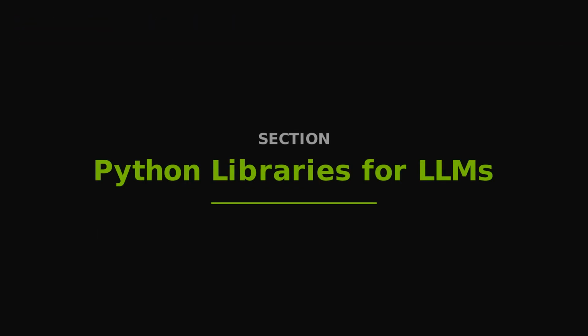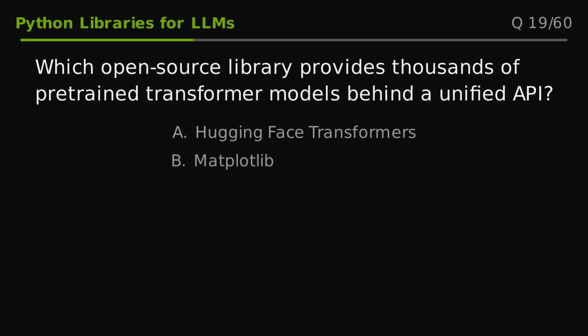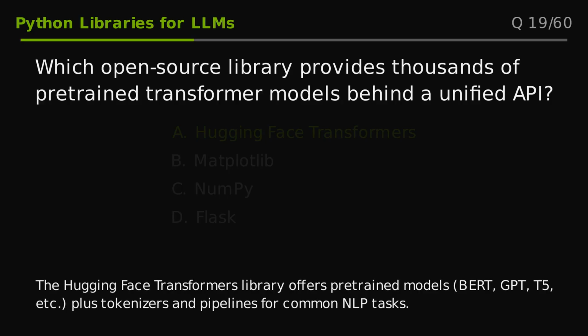Python libraries for LLMs. Question 19. Which open source library provides thousands of pre-trained transformer models behind a unified API? Option A: Hugging Face Transformers. Option B: Matplotlib. Option C: Flask. The correct answer is A. The Hugging Face Transformers library offers pre-trained models such as BERT, T5, etc., plus tokenizers and pipelines for common tasks.